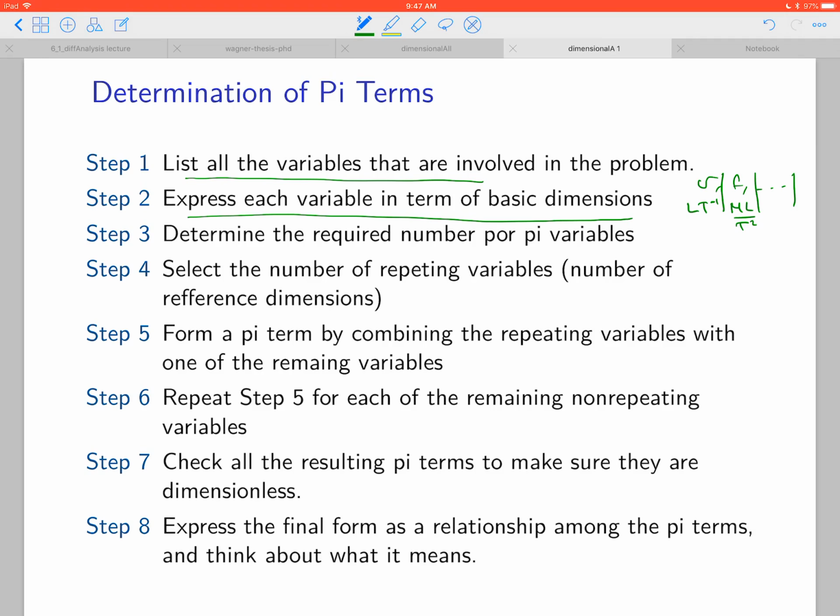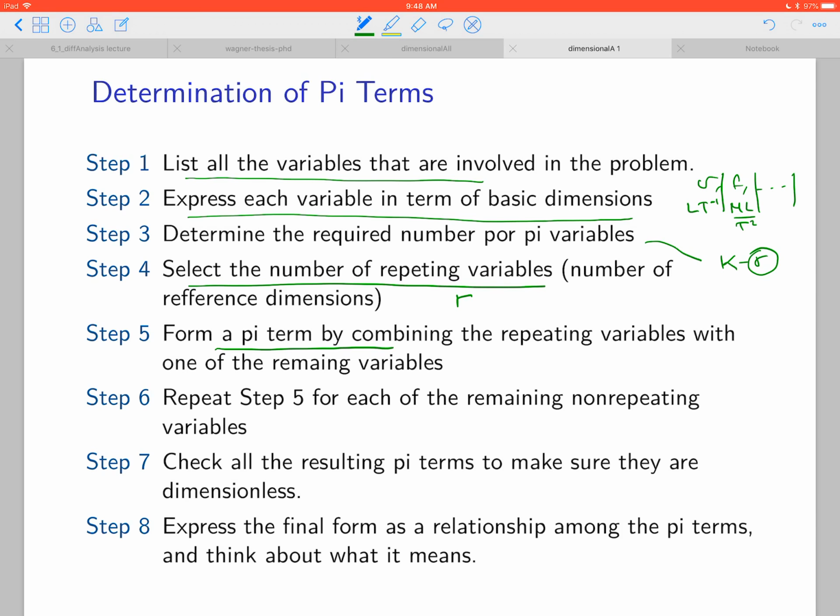Then you have to determine the number of pi variables. Remember, the number of pi variables is k minus r. Then you have to select the number of repeated variables. You have to choose some variables that are going to be like the base in the formation of the pi numbers. In general these are going to be r. So you select r repeating variables, and then you form a pi term by combining the repeating variables with one of the remaining variables.